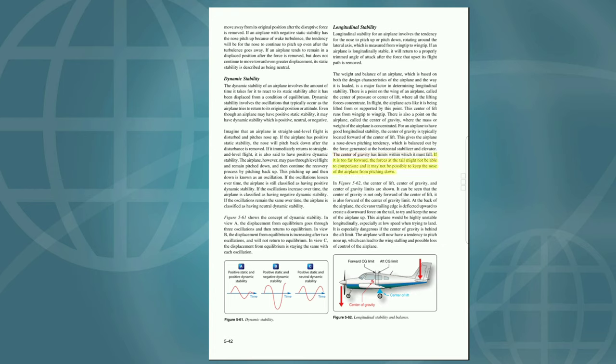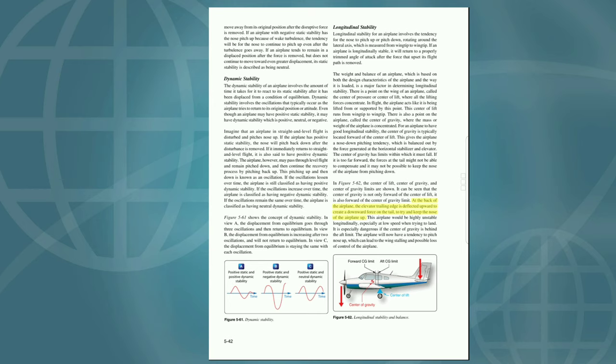If it is too far forward, the forces at the tail might not be able to compensate and it may not be possible to keep the nose of the airplane from pitching down. In Figure 5-62, the center of lift, center of gravity, and center of gravity limits are shown. It can be seen that the center of gravity is not only forward of the center of lift, it is also forward of the center of gravity limit.